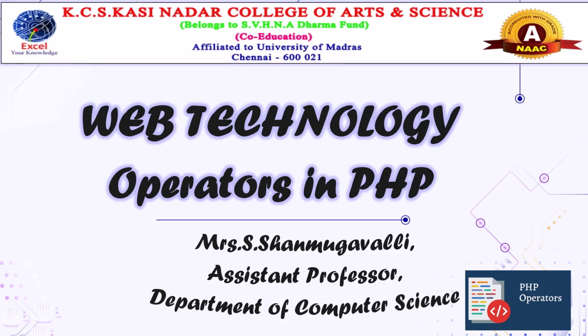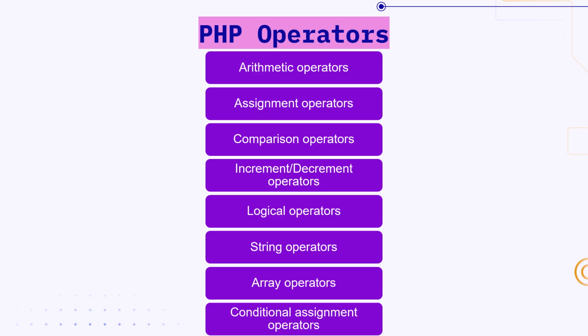In this video, we are going to see about operators in PHP. Operators are special symbols used to perform operations on variables and values. In PHP, we have several operators like arithmetic operator, assignment operator, comparison operator, increment decrement operator, logical operator, string operator, array operators, and conditional assignment operators. Now let us see in detail about these operators.